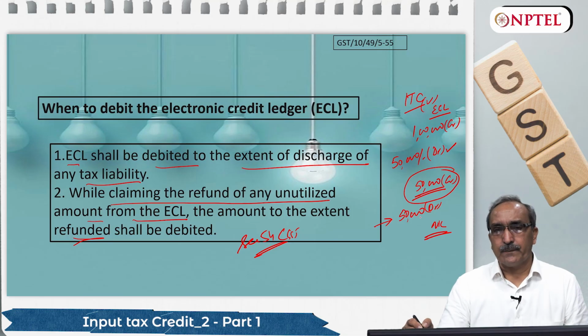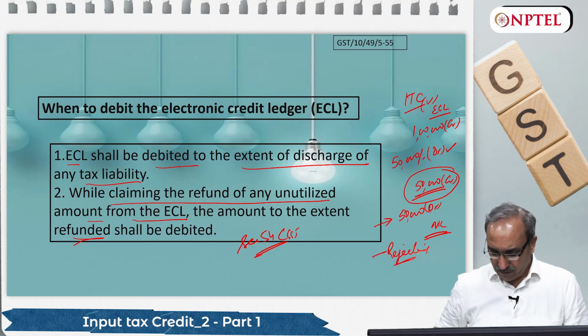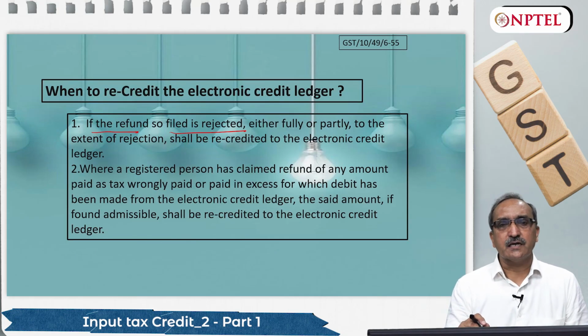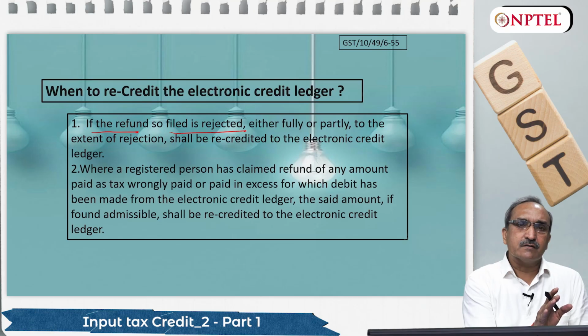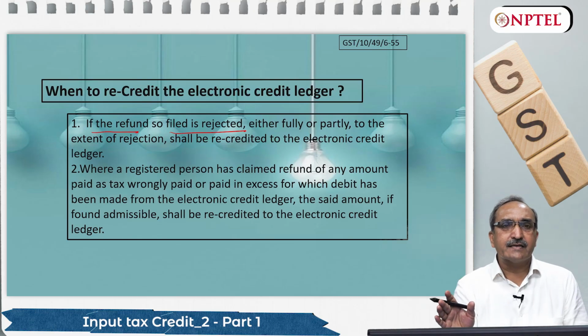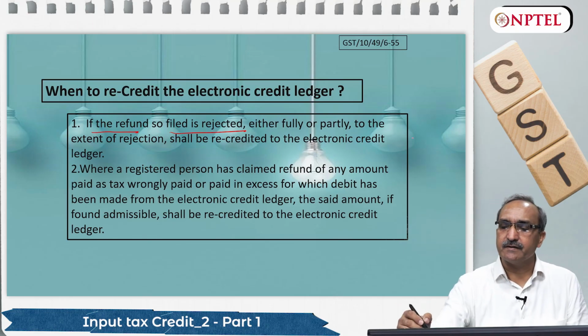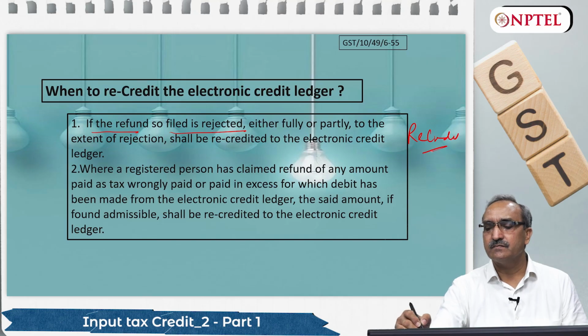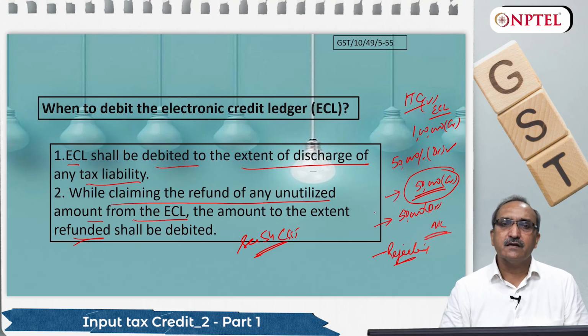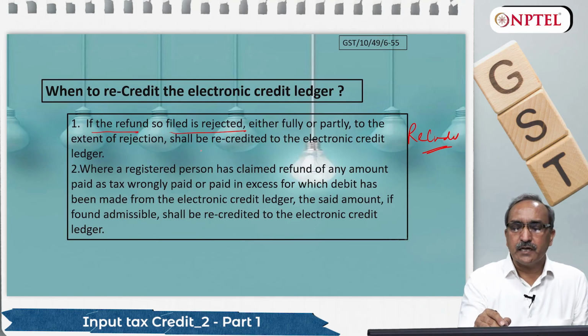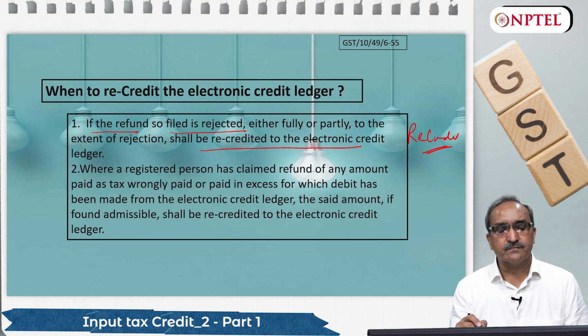And if this refund application is rejected, if the officer concerned rejects this application, then what will happen? When you applied for refund, your credit ledger was debited. When the officer rejects it, it will be reversed. So it will be recredited. Here again your balance will remain 50,000 rupees as a credit balance in your ledger. So it shall be recredited in the electronic credit ledger.